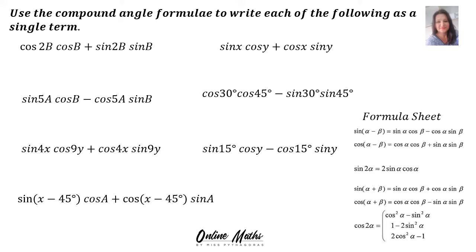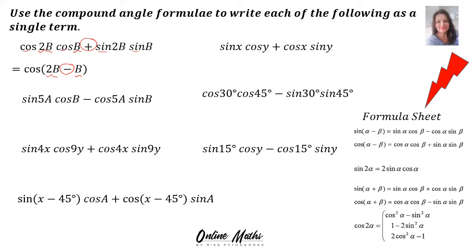Use the compound angle formula to write each of the following as a single term. So yet again, there's your formula sheet. What you have to do is first recognize the pattern. Cos cos, sin sin. This is the pattern for cos. And then 2B, 2B, they are the angles. And remember, in cos, if this is a plus, then this is a minus.